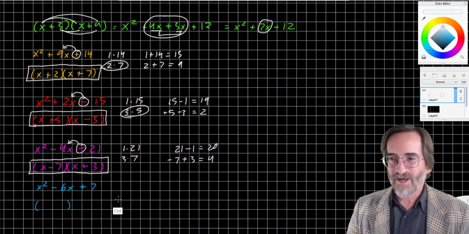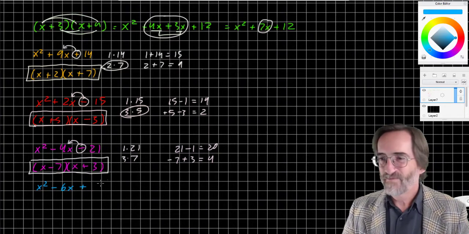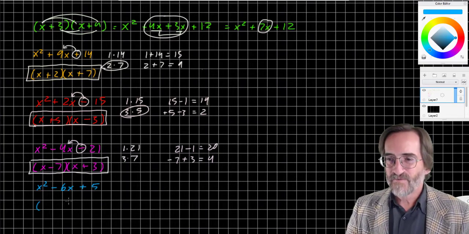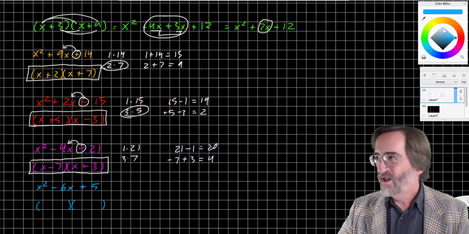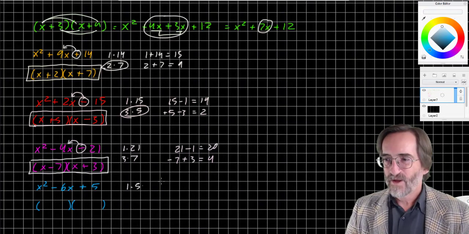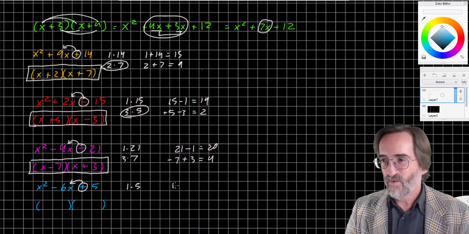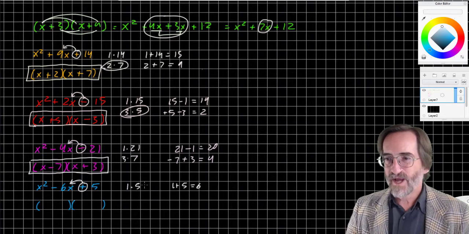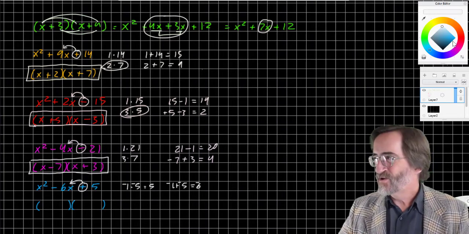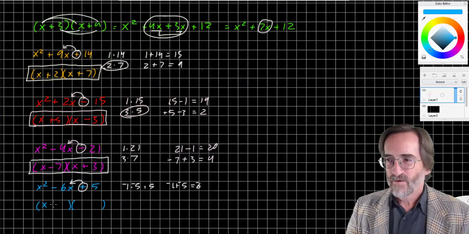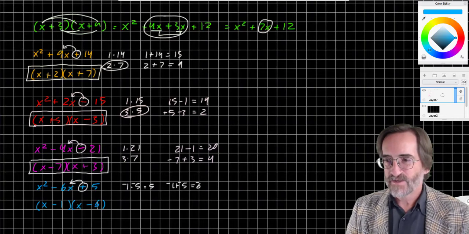Okay, let's try this again. I was thinking right, but backwards. 5. There we go. 5, not 7. So factors of 5 are 1 and 5. And they need to add to make 6. 1 plus 5 makes 6. But they need to add to make negative 6. So negative 1 and negative 5 make negative 6, while negative 1 times negative 5 makes positive 5. So that does it. So x minus 1 and x minus 5.